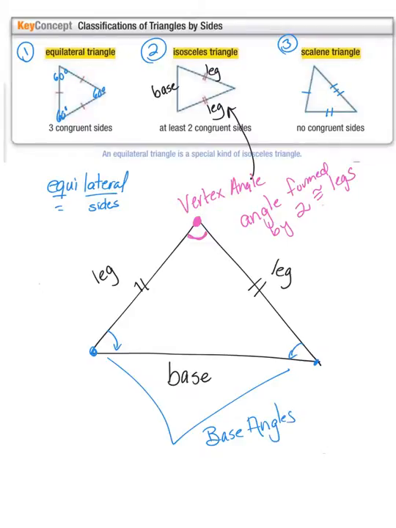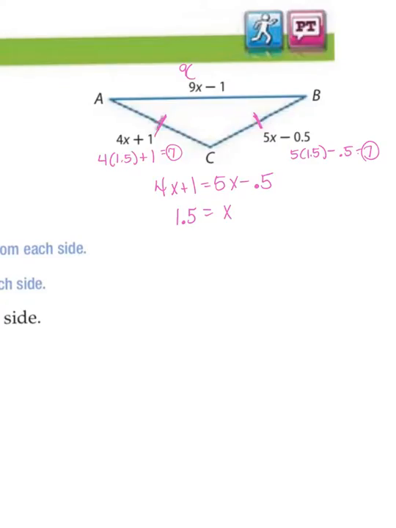And in an isosceles triangle, the base angles are always congruent. We like to say the angles across from the congruent legs are congruent. Okay, base angles are congruent. Vertex angle is formed where the 2 congruent legs intersect. Where a base and a leg intersect, I have a base angle. Where a base and a leg intersect on the other side, I have a base angle. I hate it when I do that.